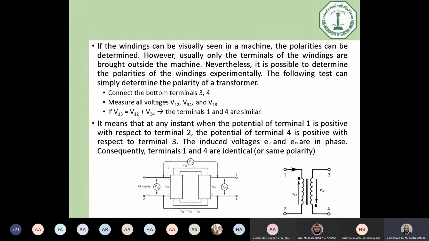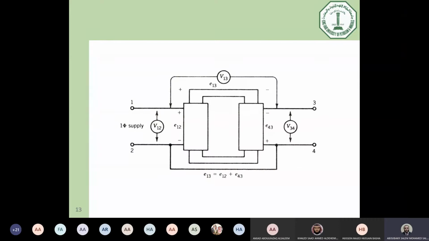Based on our test, again, I will discuss the test. We have this transformer, and we supply the primary winding by a certain amount of volts and measure the voltage using 3 voltmeters, as you can see: one for terminals 1, 2, another for terminals 3, 4, and the third between terminal 1 and 3. If we apply Kirchhoff's voltage law from point 1 to point 3, we will start from here in this direction.